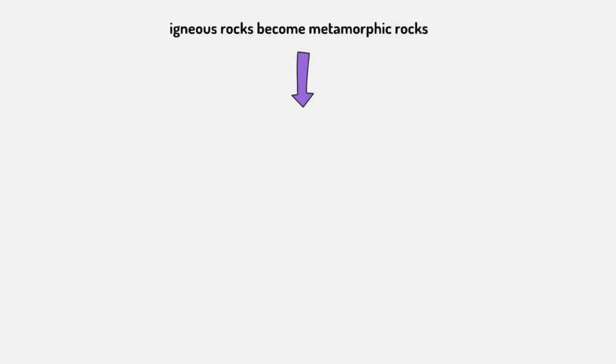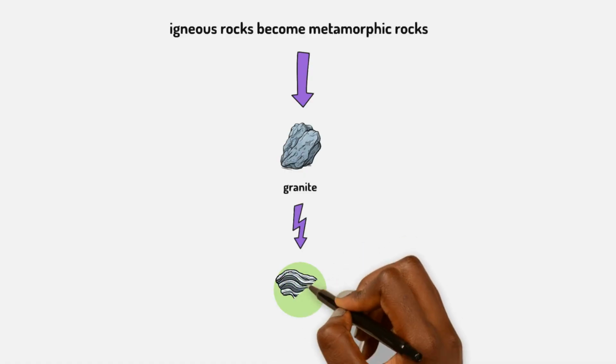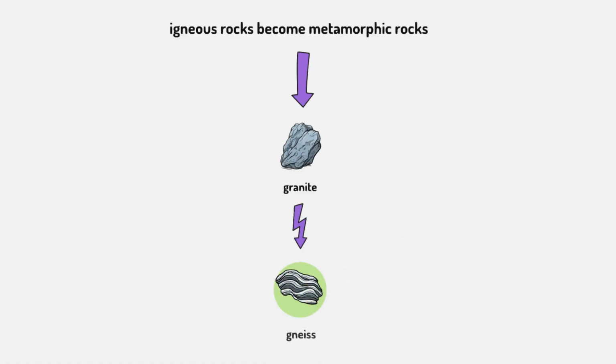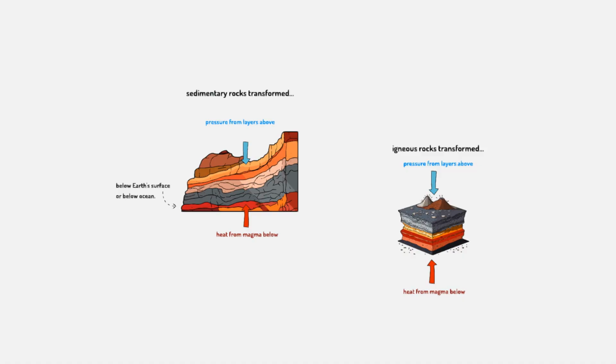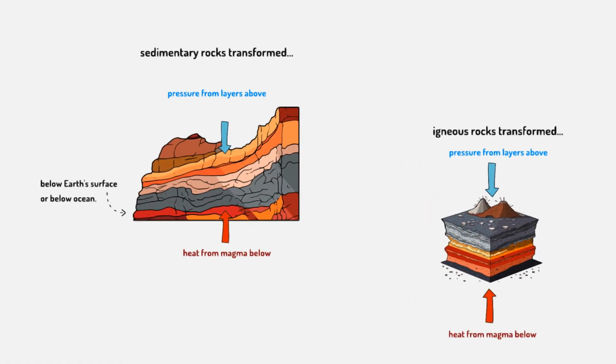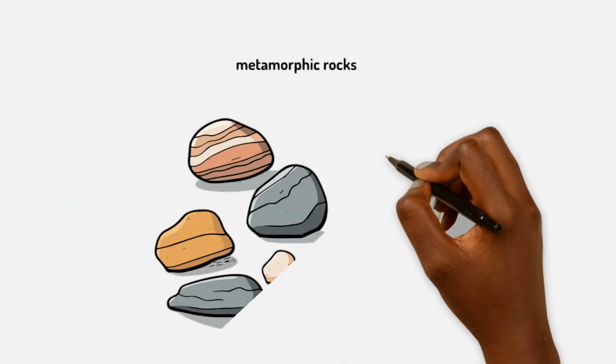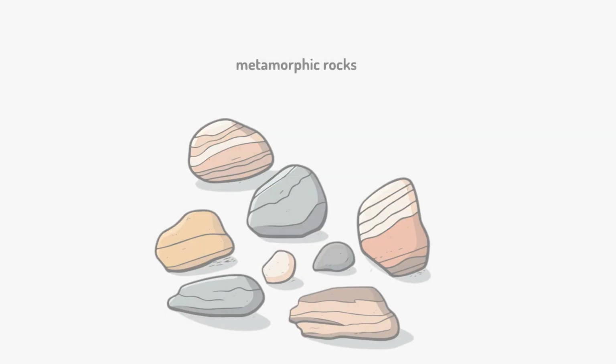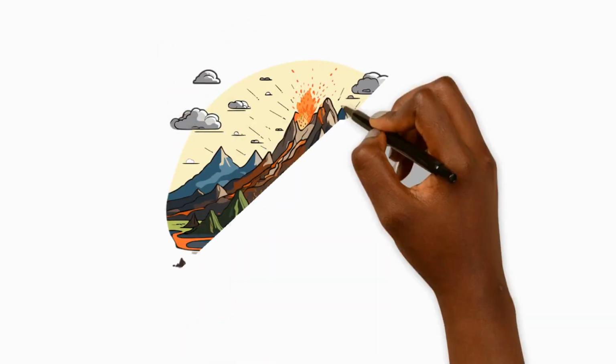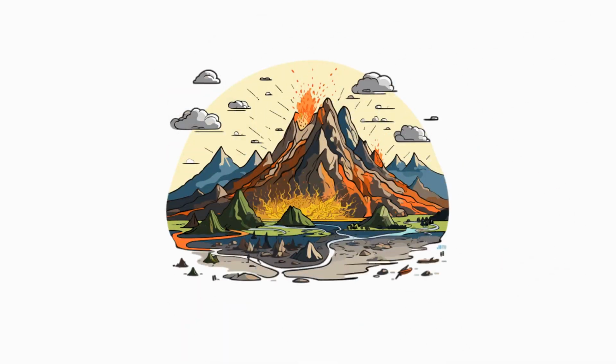When an igneous rock like granite undergoes heat and pressure, it transforms. It can become a shiny rock called gneiss. So whether it's an old sedimentary layer or a deep-seated igneous rock, both can become the marvellous metamorphic rocks. These transformations show the dynamic nature of our planet and how everything, even rocks, can change over time.